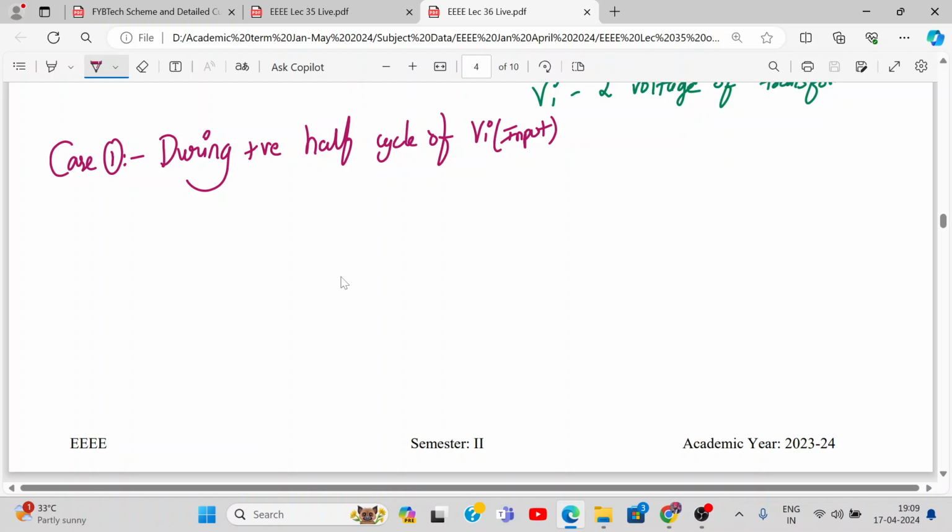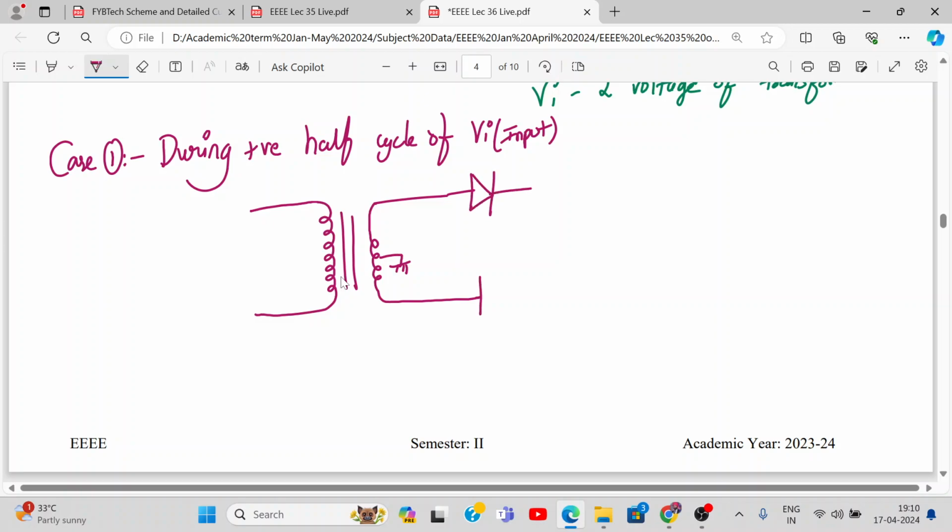So I have to redraw the circuit one more time. Let me do that quickly. So we have these two diodes. Okay, here we have a center tapping. Here we have two diodes. Okay, here we have AC mains.